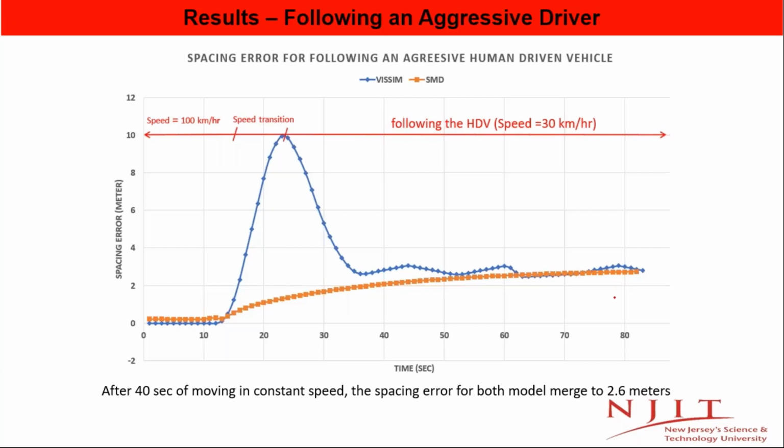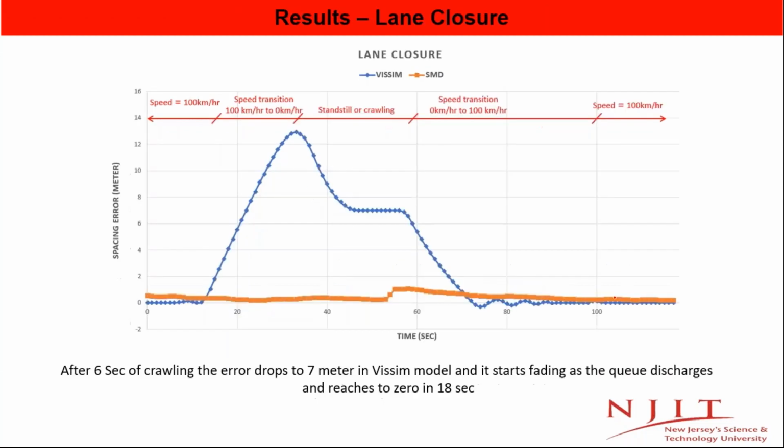So in both models, we have a constant error of around 2.6 meters if they are following a human-driven vehicle with a speed of 30 km per hour.